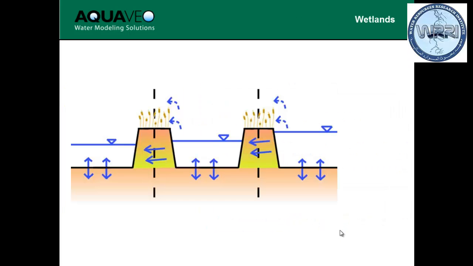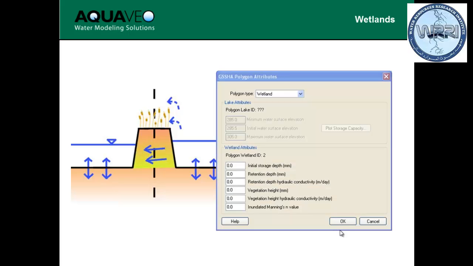You can also model wetlands in WMS and GSSHA. And wetlands are just places that are wet. And these are the parameters you have to define for wetlands. The way you model wetlands is you define a polygon that represents that wetland, and then for that polygon you define these parameters. So the initial storage in the wetland, the retention depth, and just all these parameters. And for more information on these parameters, you can get more information from the GSSHA wiki.